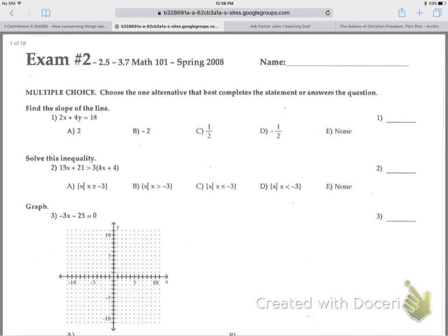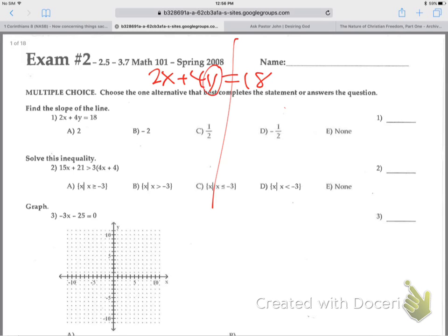So find the slope. Why is it not up there? Come on. Find the slope. How do you find the slope of a line? There it is. What do you do? Get y alone. There we go. Number one. Get y alone. So you take the 2x plus 4y is 18.